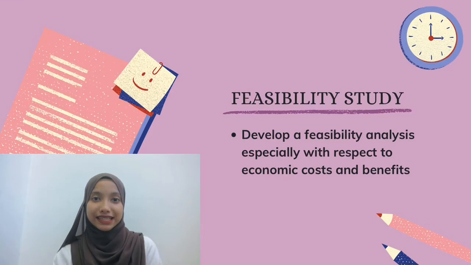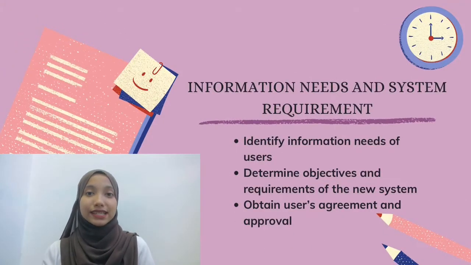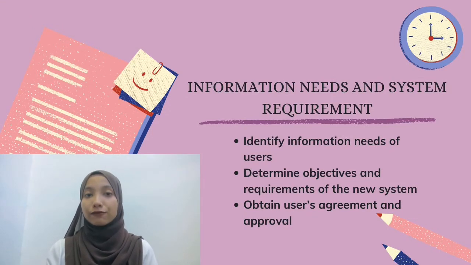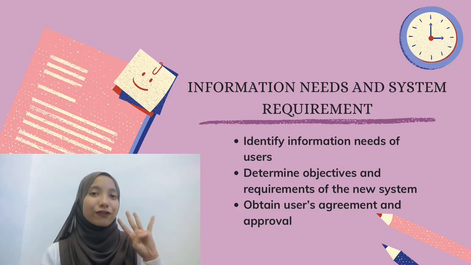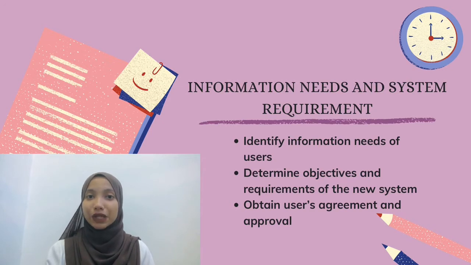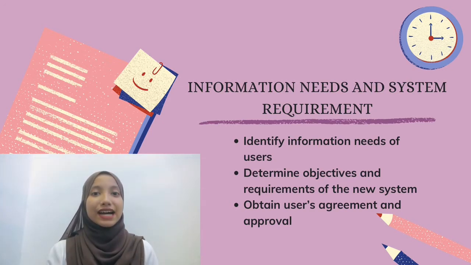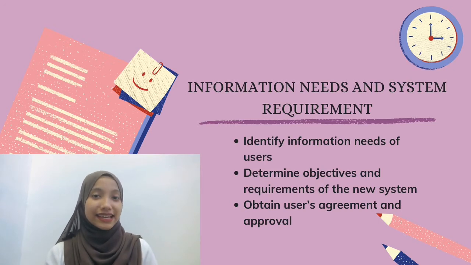Next, feasibility study. The project team will complete a thorough feasibility analysis to determine the operational, legal, scheduling, technical, and economic feasibility of the new system within 3 days. Once the project is deemed feasible, the project team must identify information needs of users and determine objectives and requirements of the new system. There are 4 strategies that are used in order to determine system requirements. Firstly, ask users what they need. Secondly, analyze external systems. Thirdly, examine the existing system and create a prototype for users to critique. The duration to accomplish this task is within 4 days.